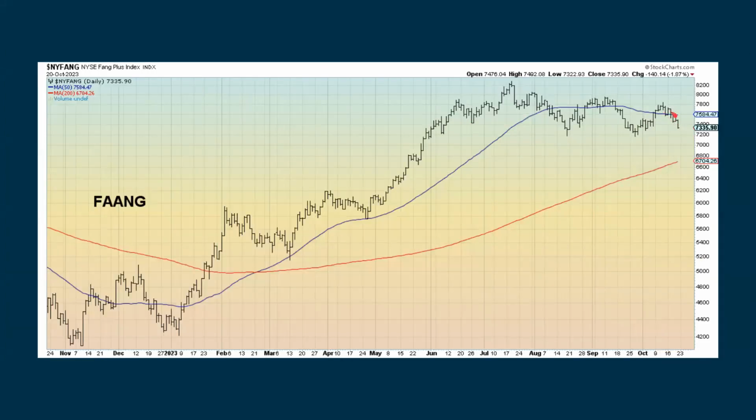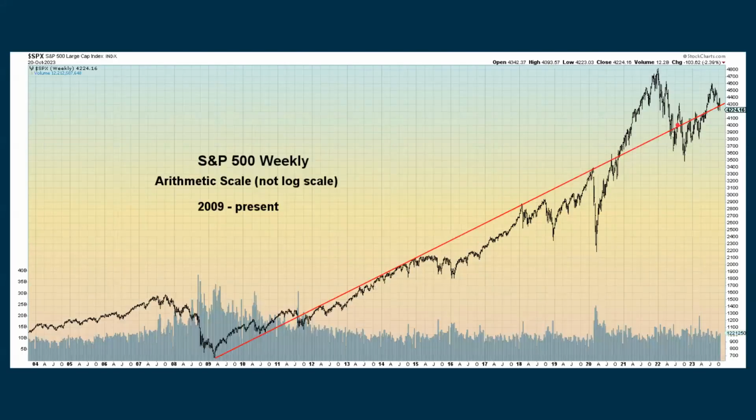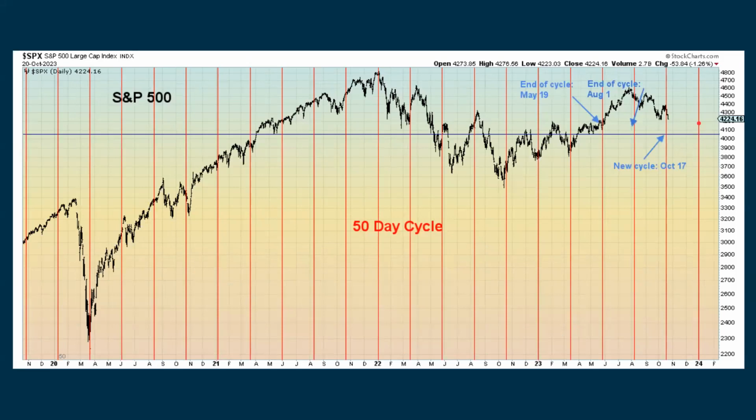The FANG index continues to fall below its 50-day moving average. And then going back to our arithmetic scale, we're down below this, where up until a few days ago, we were above this long-term trend line. We have also started a new 50-day cycle. It started on the 17th, and is that meaning that we're going to start going down from here?